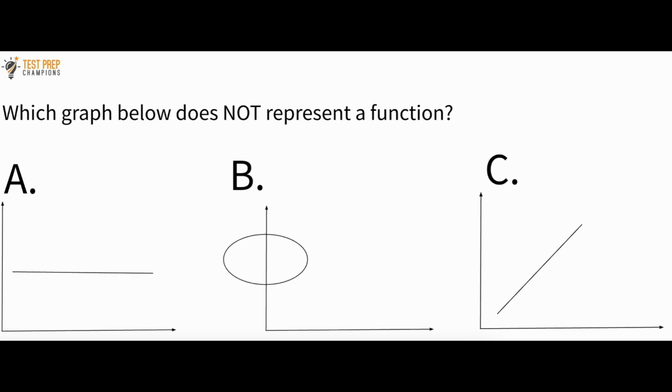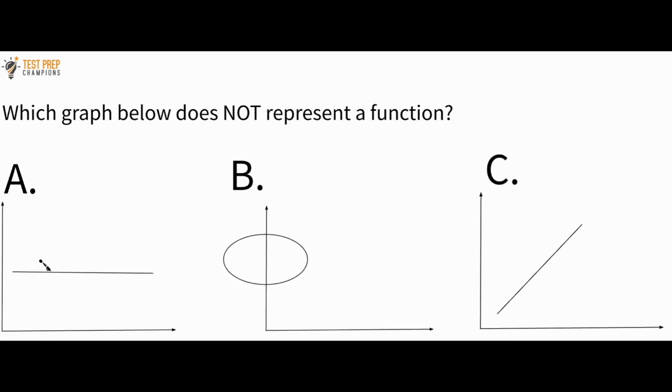Okay, so what you should know here is that a function relates an input to an output, and you can look at a graph and tell if you have a function using the vertical line test. So basically, if a vertical line touches the graph more than once, we know it's not a function. So let me show you what I mean here.